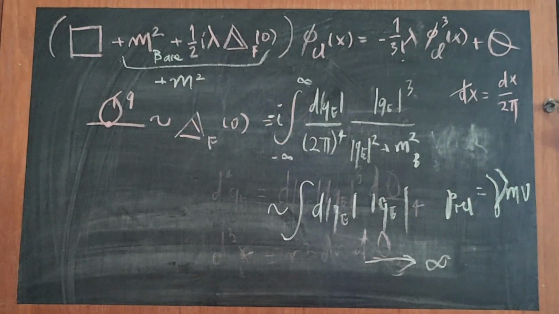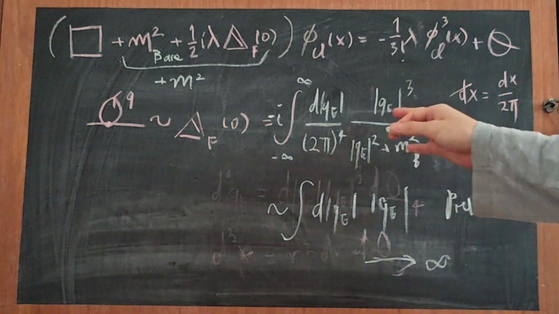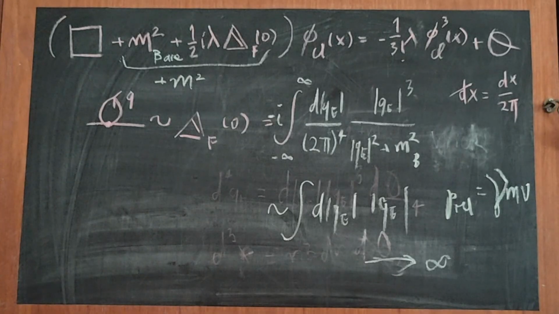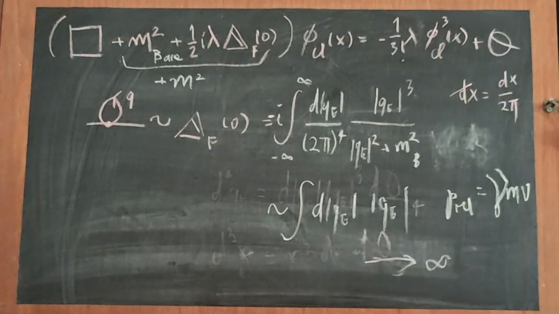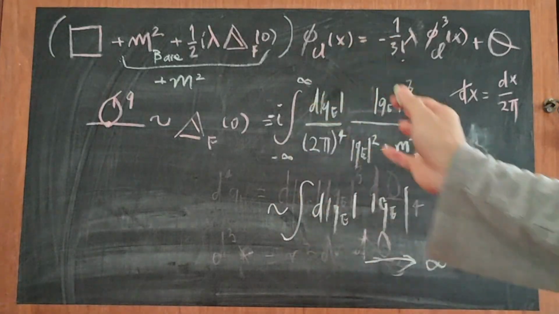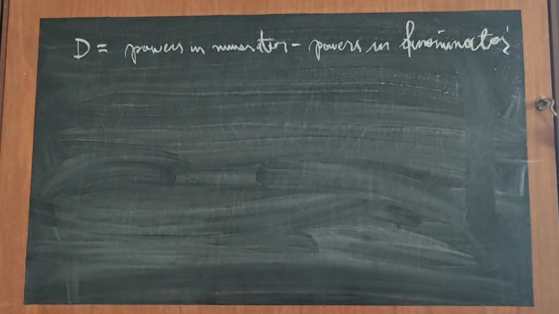Well, the first thing that we're going to talk about is a superficial degree of divergence, and that allows us to tell almost at a moment's notice which Feynman diagrams actually give us these infinities. I'm going to erase the board now, so I'm going to pause the video and then I'll be back. Alright, let's continue where we left off.